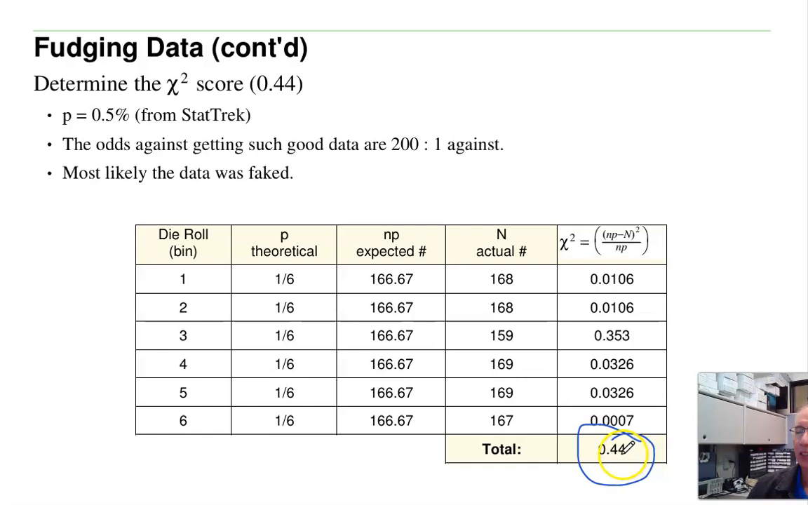From StatTrak, convert that to a probability. I've got 6 spins, meaning 5 degrees of freedom. Probability of that is 0.5%. The odds are 200 to 1 against ever getting data that good.